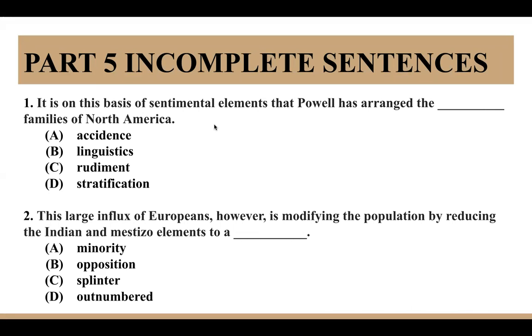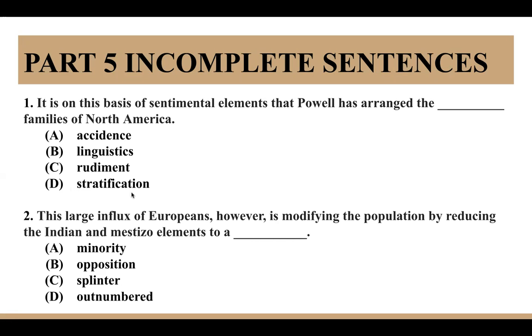So we can start from the first question here, just because today I think we can review a lot of lessons from reading comprehension, as well as catch up on what we need to do for the passport test. The first question is, okay, everyone can see it, right? It is on the basis of something, of sentimental elements, that what is that power has arranged the blah blah blah families of North America. Okay, good. So you can see here it's all about vocabulary in that context, right? Accident families, linguistic families of North America. Rudiment, what is that actually?